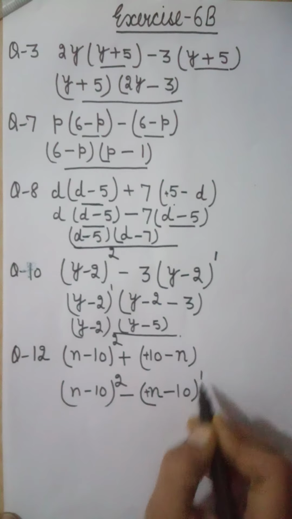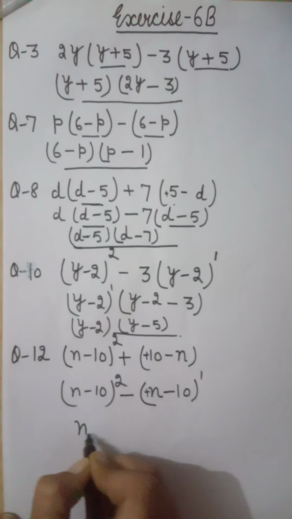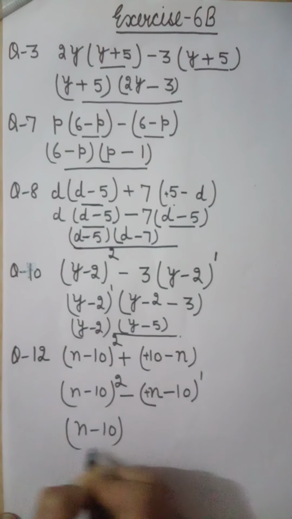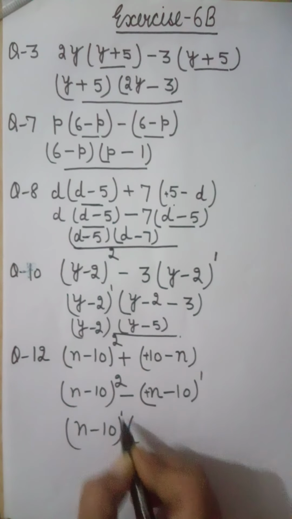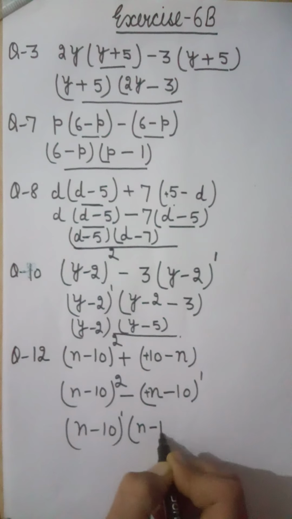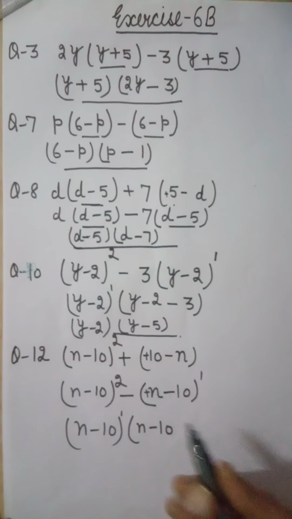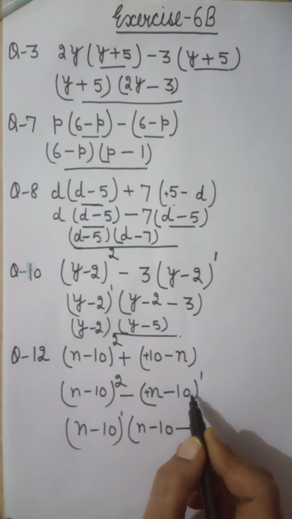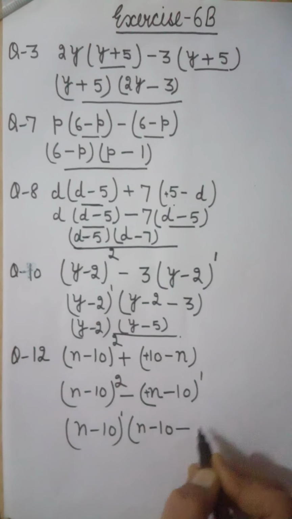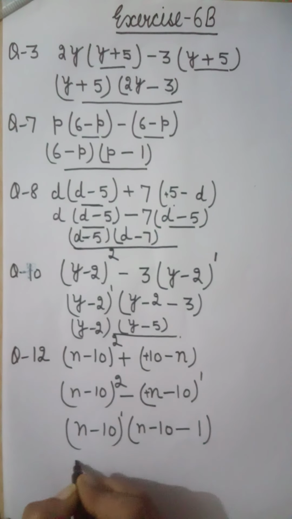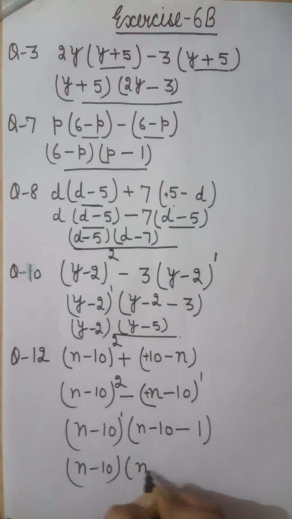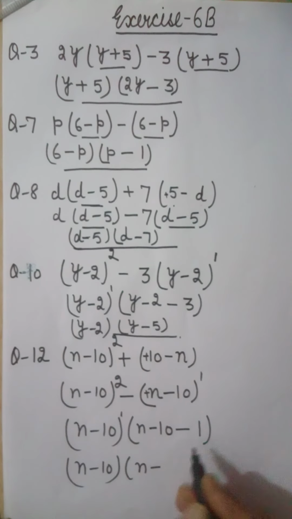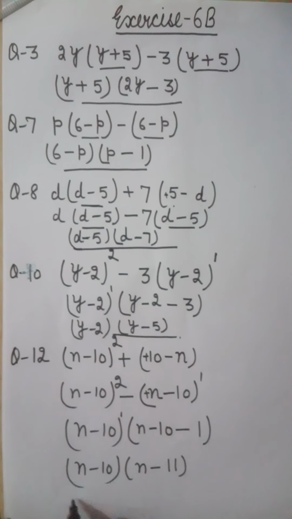Now this smallest power is common, (n − 10). So you are left with (n − 10) raised to power 2, and power 1 is common, so you are left with power 1. (n − 10) raised to power 1 minus, (n − 10) is common, so you are left with 1. (n − 10)(n − 10 − 1), that is (n − 10)(n − 11). So this is the answer.